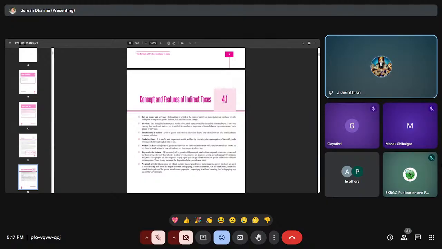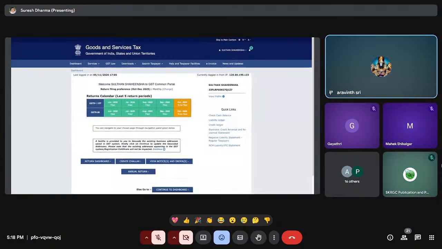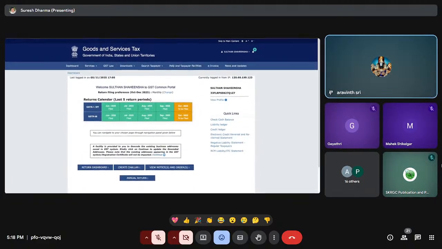Okay. We are going to move straight to the GST portal. Okay. Here, this is the GST portal. I logged in to one of my client accounts. Okay. Here we clearly see GSTR1 and GSTR3B. Okay. GSTR1 and GSTR3B.